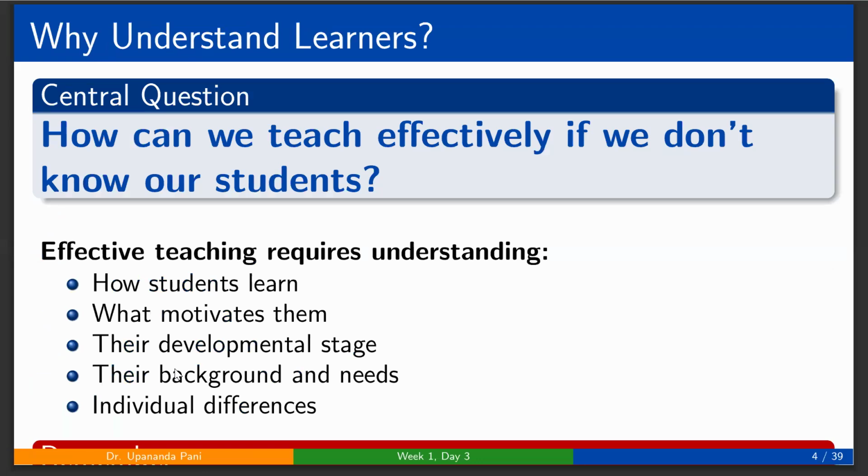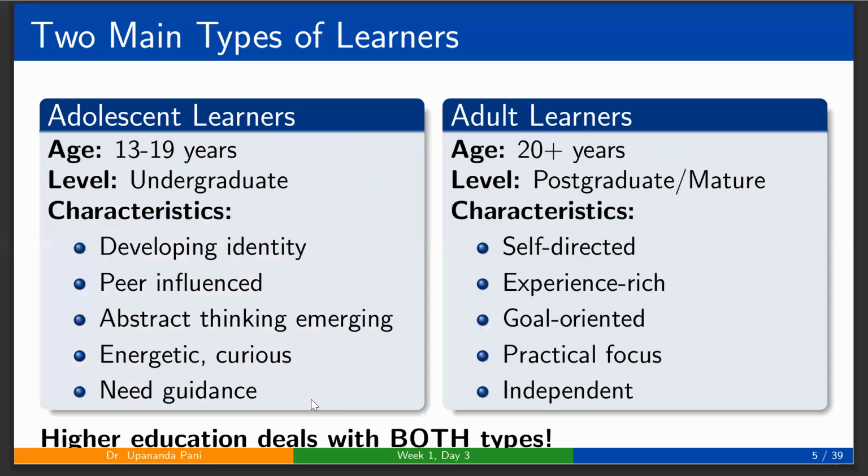So the central question is, why we understand learners. So the central question is, how can we teach effectively if we don't know our students, right? Because if you don't know our students, then your teaching will not be effective. So effective teaching requires understanding how students learn, what motivates them, their developmental stage, their background and needs, and the individual differences.